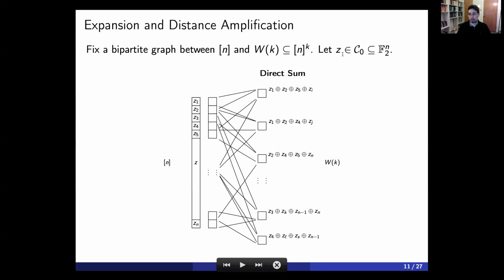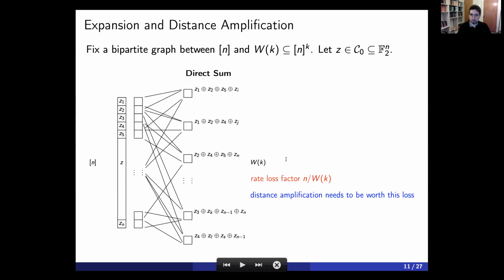Let's take a codeword here, right? And then you identify each symbol of this codeword with a vertex in our bipartite graph. And then for each vertex here, you're going to look at the neighbors that we have, and you're going to collect them. So the tuples are indicating the neighborhood of this vertex, and you're going to take the XOR of the corresponding symbols attached to the neighbors. And if you think, you start with a code of block length n, and you end up with a code of block length equal to the number of tuples, right? So we have this kind of loss, right?